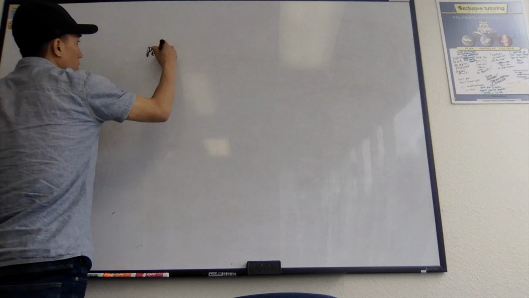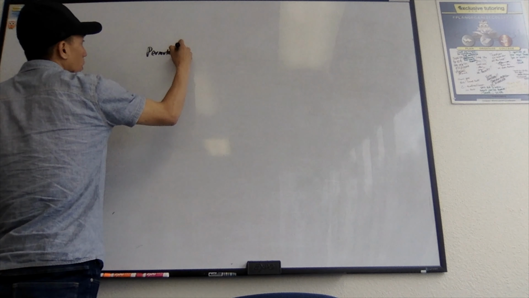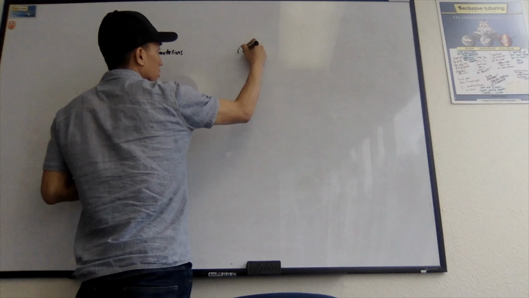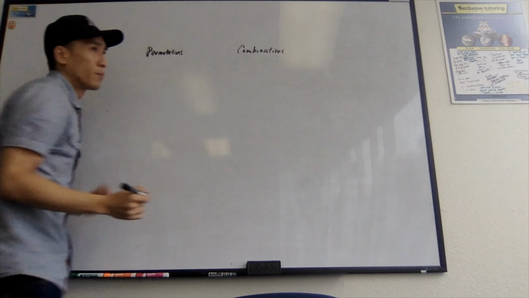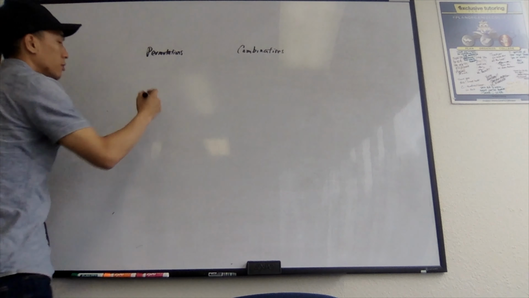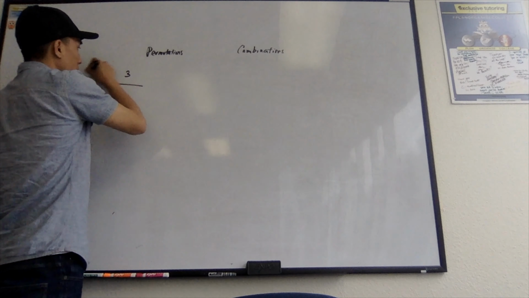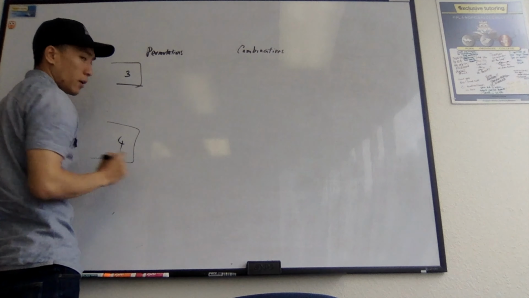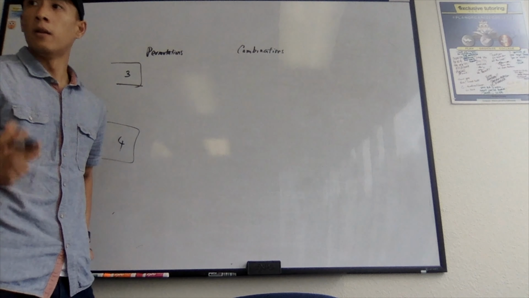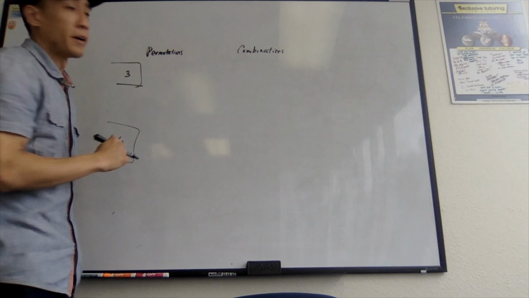Okay, permutations and combinations. You can think of it this way: 3 or 4 are going to be your two main choices and the two main standard examples, okay?